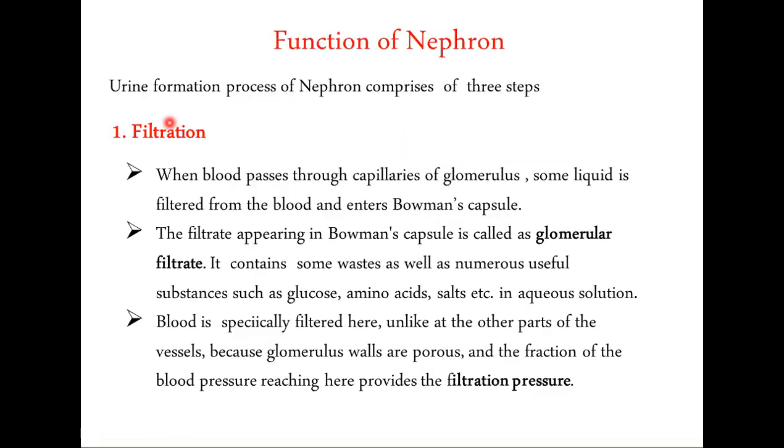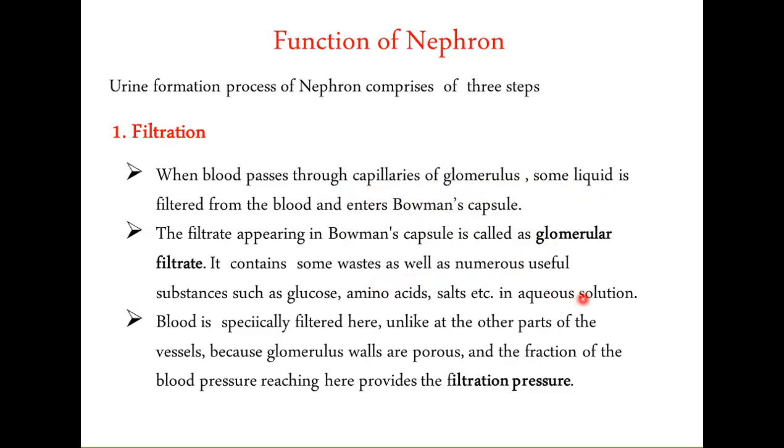Pressure filtration. When blood passes through the capillaries of the glomerulus, some liquid is filtered from the blood and enters Bowman's capsule. This filtrate is called glomerulus filtrate. It contains waste as well as numerous useful substances, glucose, amino acids, salts in aqueous solution.